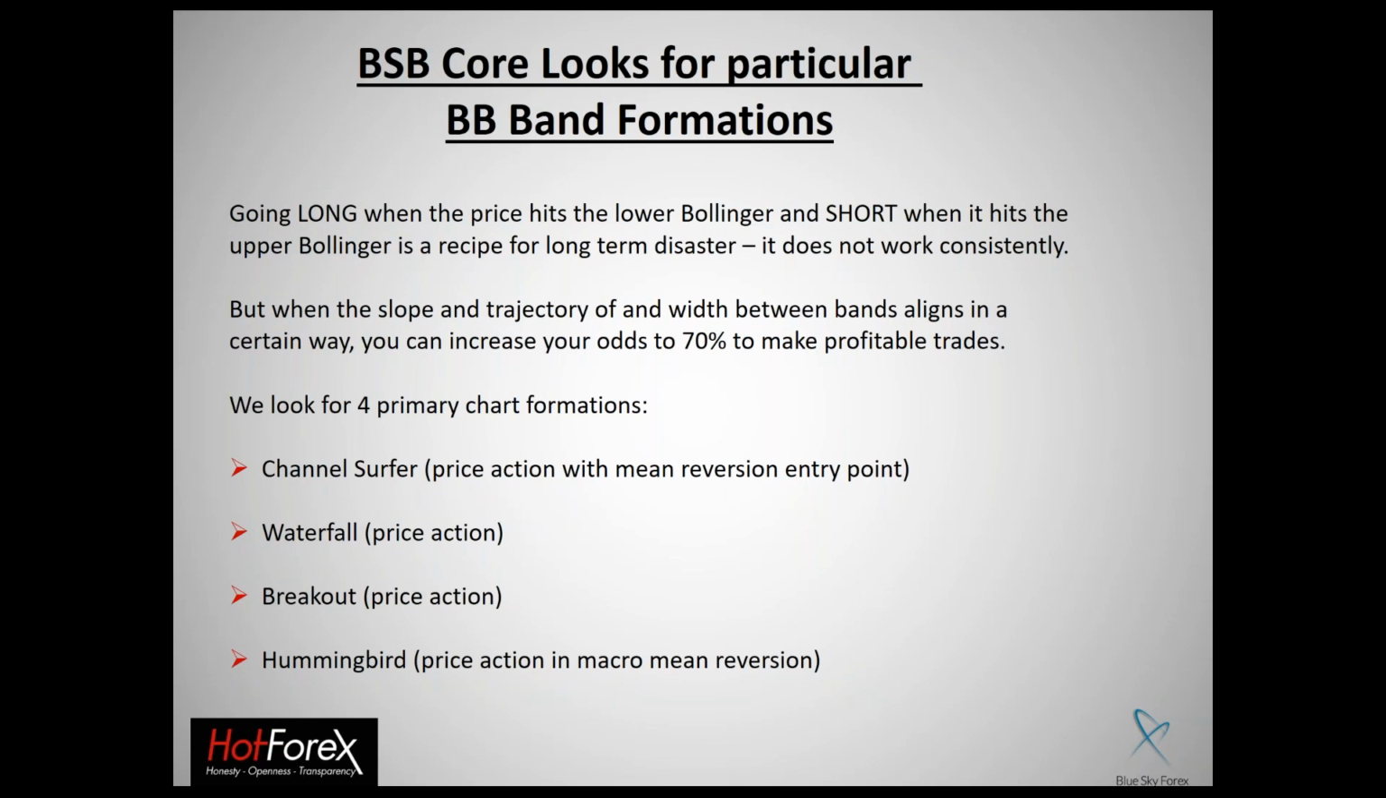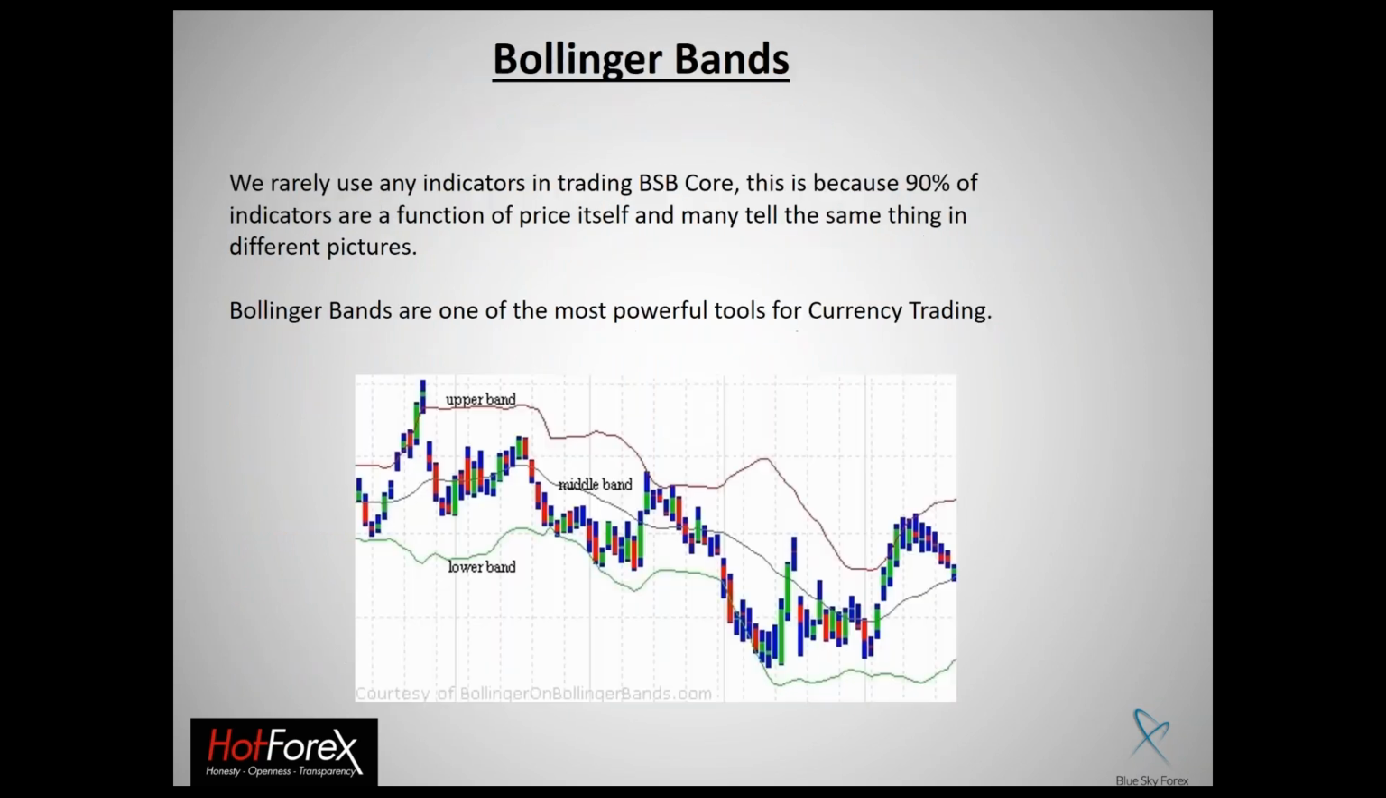However, just going long at the lower Bollinger Band, as you can see here, the green line, and going short at the upper Bollinger Band, which is the red line here at the top, might work out a few times, definitely, why not? However, longer term, this approach is not really viable because it doesn't work that easily.